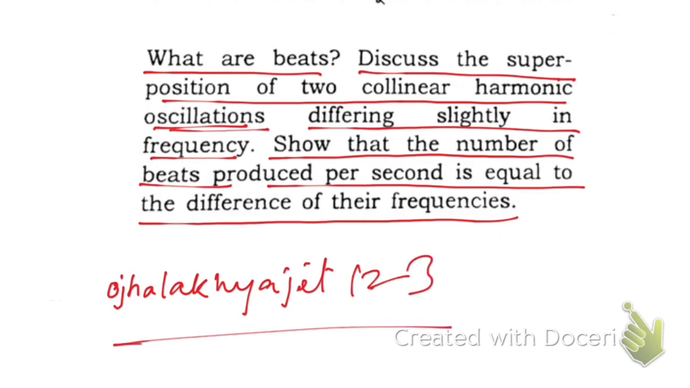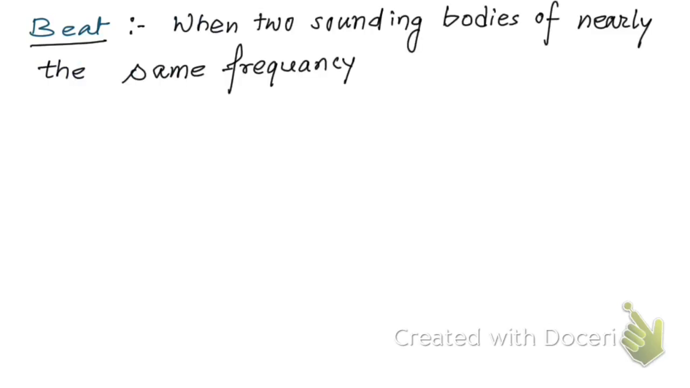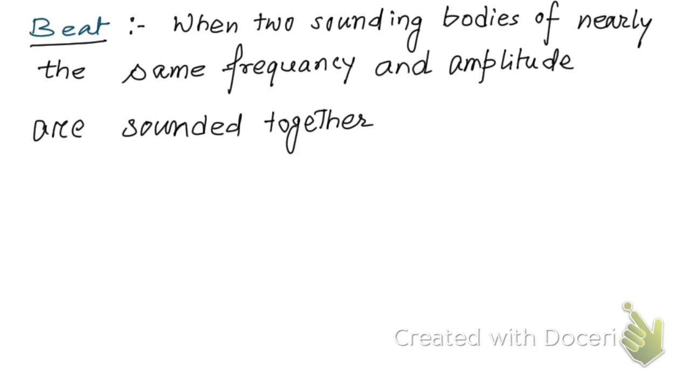So now let's start. First let me write what a beat is, what are beats. When two sounding bodies of nearly the same frequency, I'm not saying exactly the same frequency, nearly the same frequency, and amplitude are sounded together, then the resultant sound consists of alternate maxima and minima.